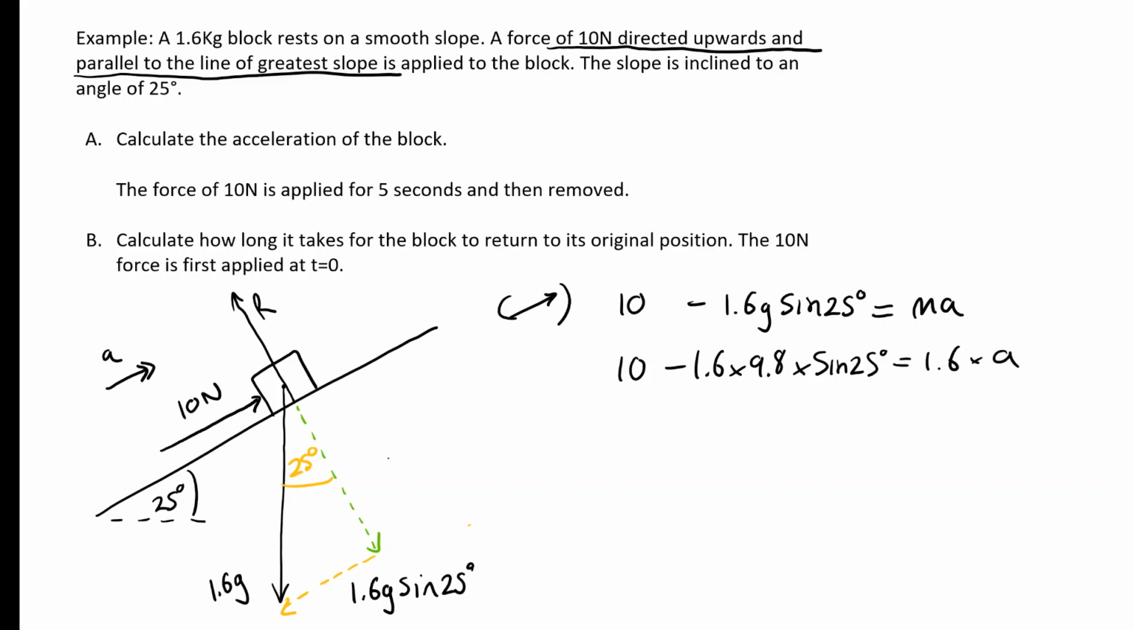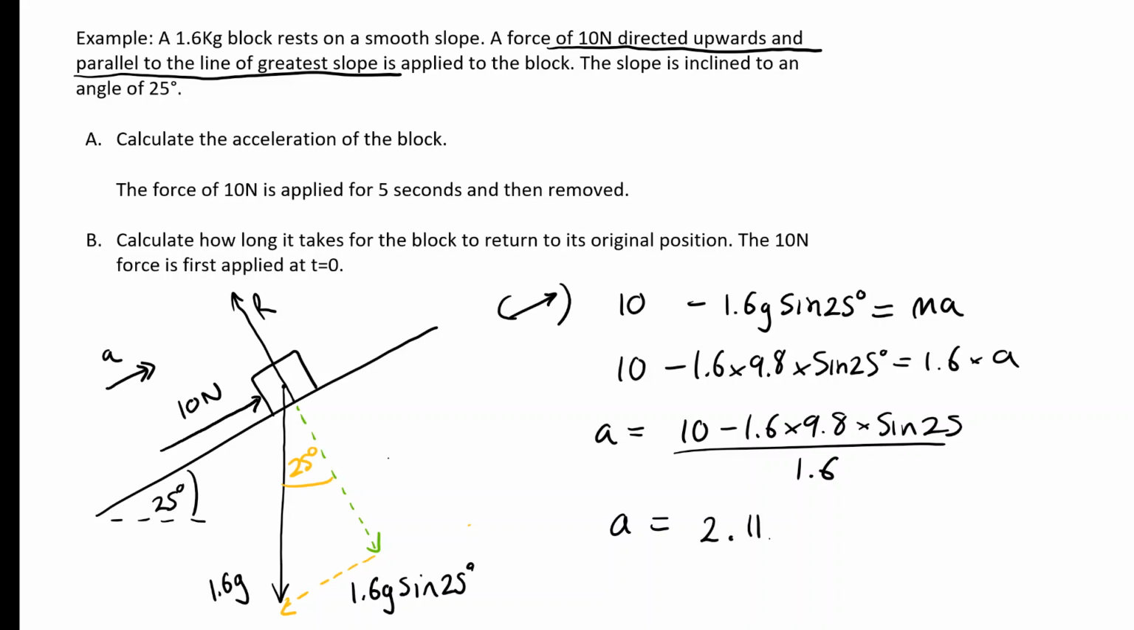So the only thing we don't know there is a, so we'll just rearrange for a. Acceleration is 10 minus 1.6 times 9.8 times sine 25 all over 1.6. Acceleration is equal to 2.11 meters per second squared. So that's part A done.